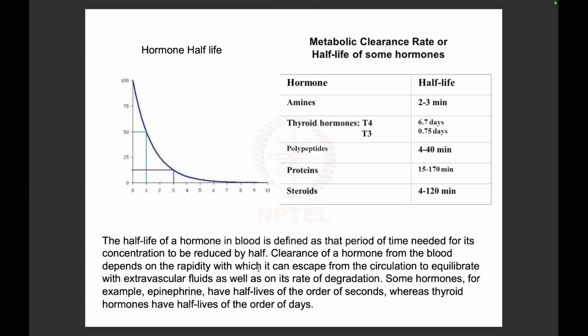Okay, so the clearance of hormone from blood depends on the rapidity with which it can escape from the circulation to equilibrate with extravascular fluids, as well as on its rate of degradation. Some hormones, for example epinephrine, have half-lives on the order of seconds, whereas thyroid hormones have half-lives on the order of days.